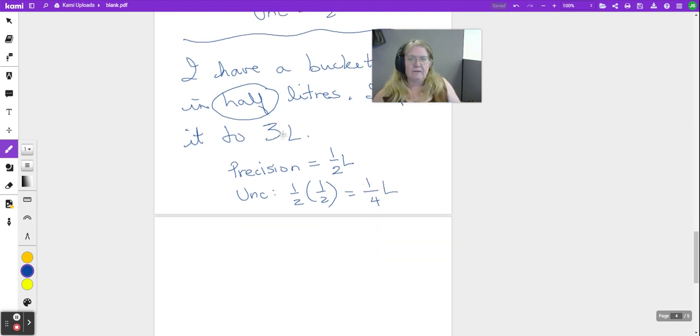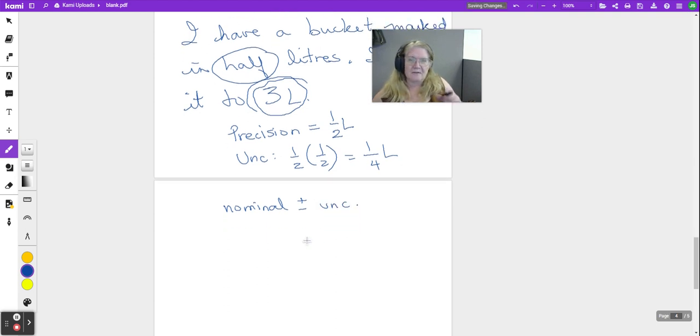Now, what does that mean? If I asked you to write how full I'm making that pail, that 3 liters, using the uncertainty, and you've seen that in this chapter written as nominal plus or minus the uncertainty, and we're going to talk about that other thing in a second. Nominal is what my goal is. What was I aiming for? I meant to put 3 liters in. Can I be certain that I have exactly 3 liters in that pail? No, because the markings on the pail leave me uncertain by up to a quarter of a liter. So there is how much water is in the pail, including uncertainty.